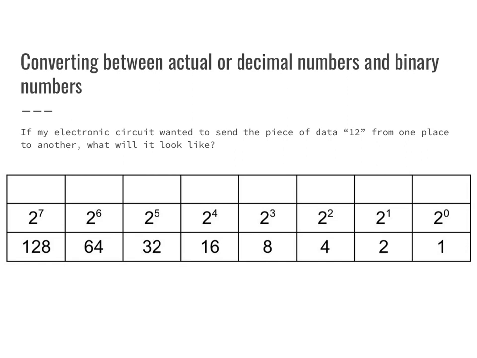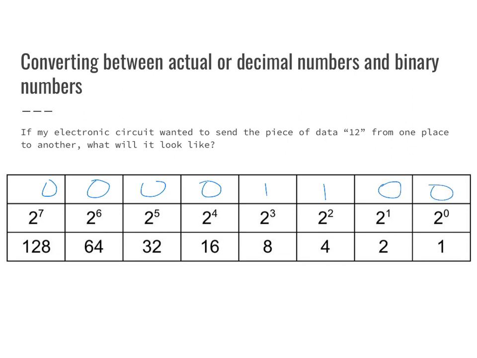So, if my electronic circuit wanted to send the piece of data 12 from one place to another, what would it look like? I'm pretty sure that most of you should hopefully be able to get this one straight away without working. Does 128 go into 12? Nope. Does 64 go into 12? Nope. Does 32 go into 12? Nope. Does 16 go into 12? No. Does 8 go into 12? Yep, 4 remaining. 4, 0, 0.